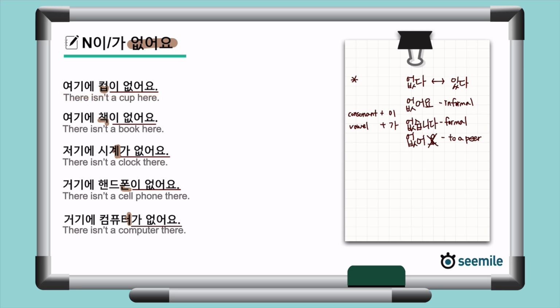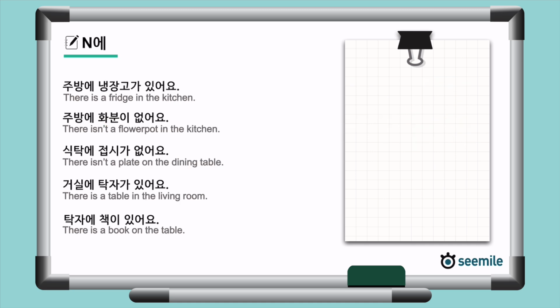여기에 컵이 없어요. 여기에 책이 없어요. 저기에 시계가 없어요. 거기에 핸드폰이 없어요. 거기에 컴퓨터가 없어요. In the sentences we've examined just now, you may have noticed the new postpositional particle, 에.